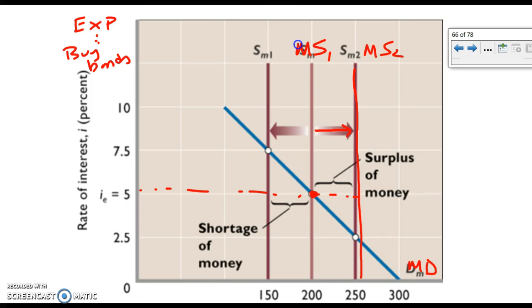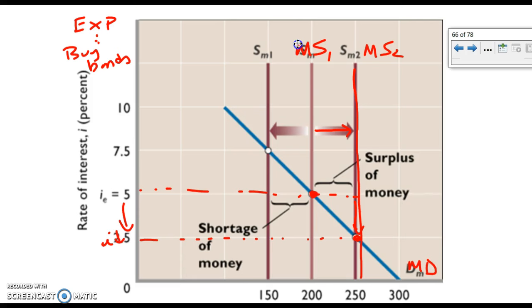So what's going to happen with that surplus of money is it's going to be resolved, as all surpluses are, by a drop in price. So if the Fed increases the money supply, notice that the consequence of that is that the interest rate will drop. That's a really important feature to notice. Similarly, if the Fed decides to decrease the interest rate, then we're going to have the same thing.